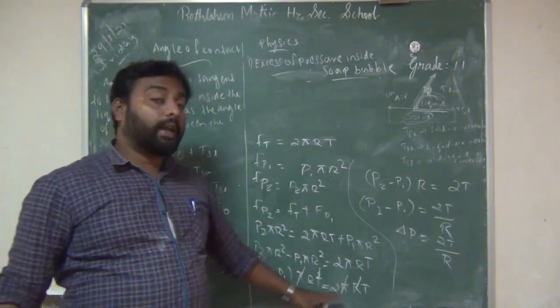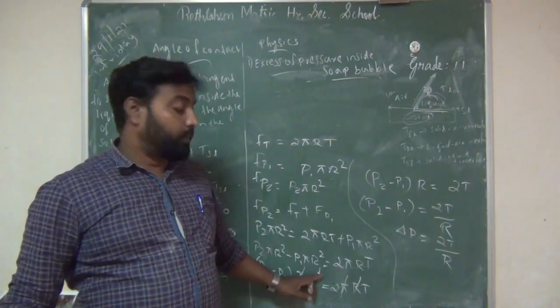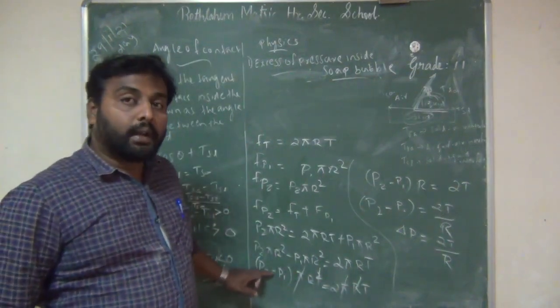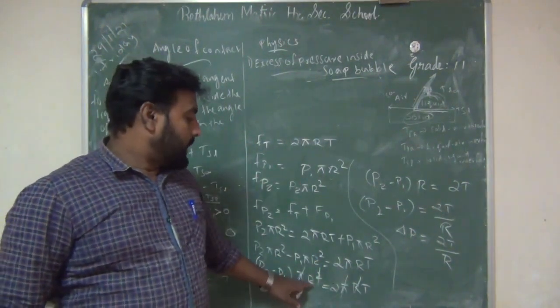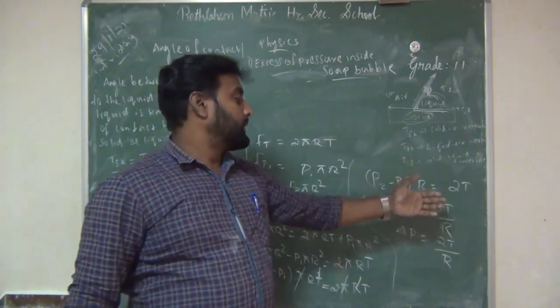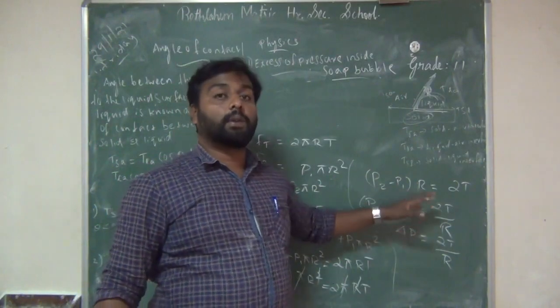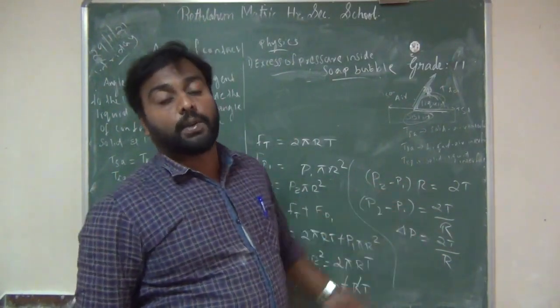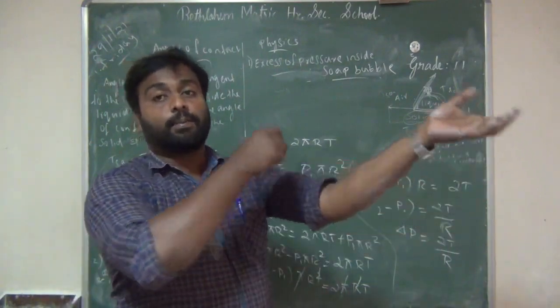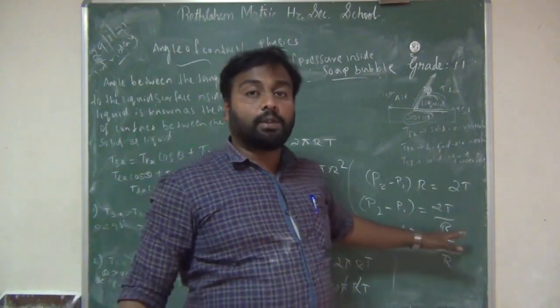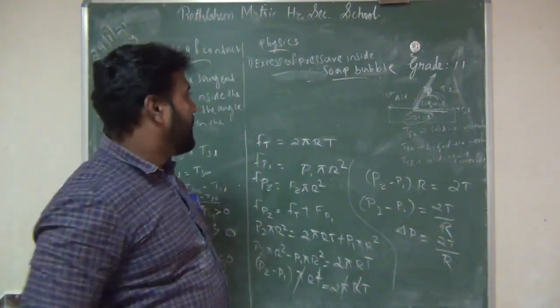So cancel this pi here, and one r from here and another r from here. So the remaining thing we will get is (P2 minus P1) into r is equal to 2T. Taking this r to the other side, P2 minus P1 is equal to 2T by r. P2 minus P1 means what? The excess pressure, the change in pressure, delta P. So delta P is equal to 2T by r.